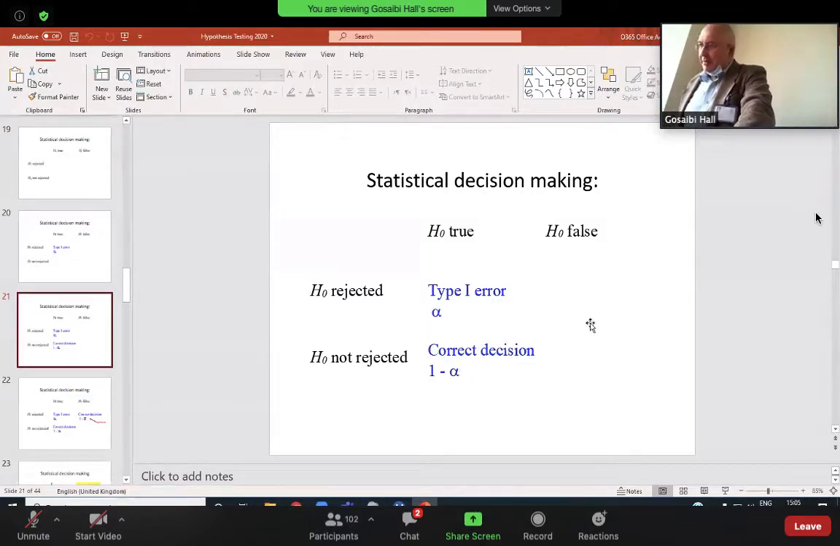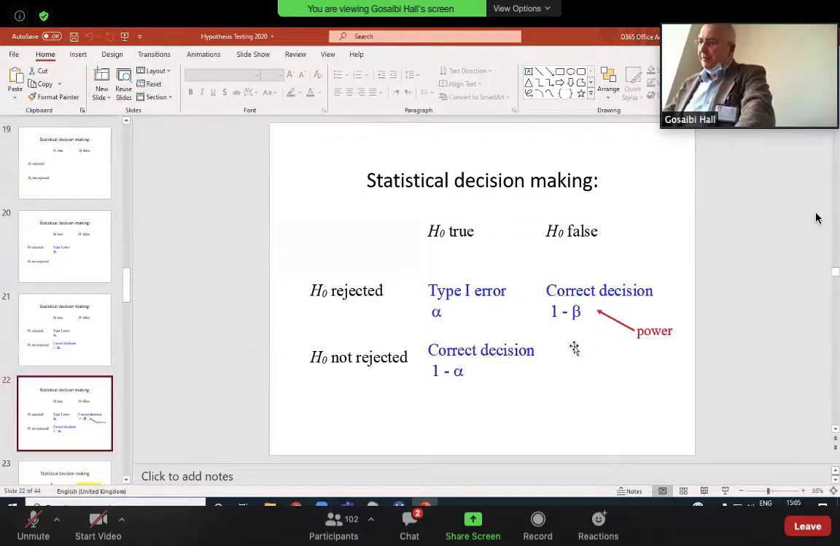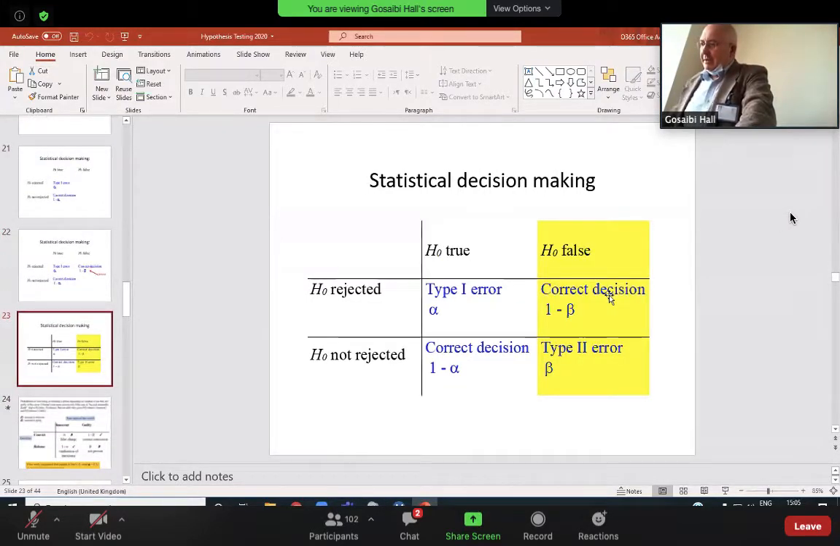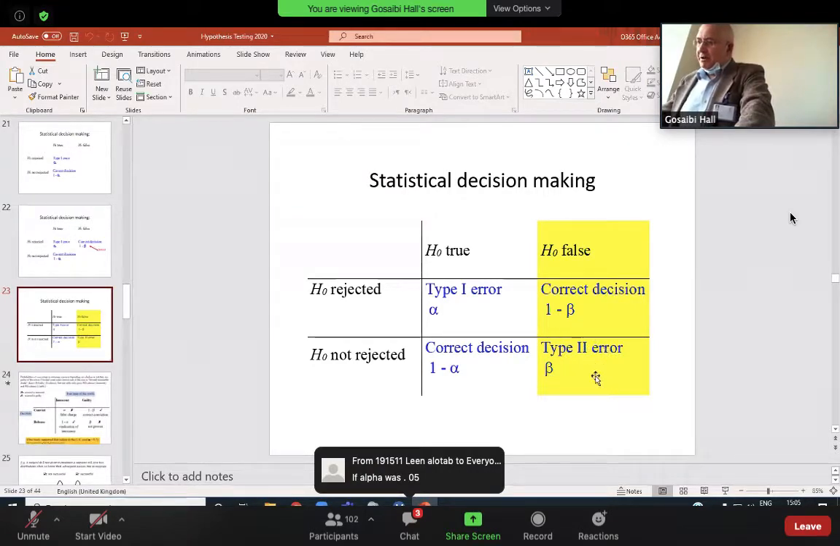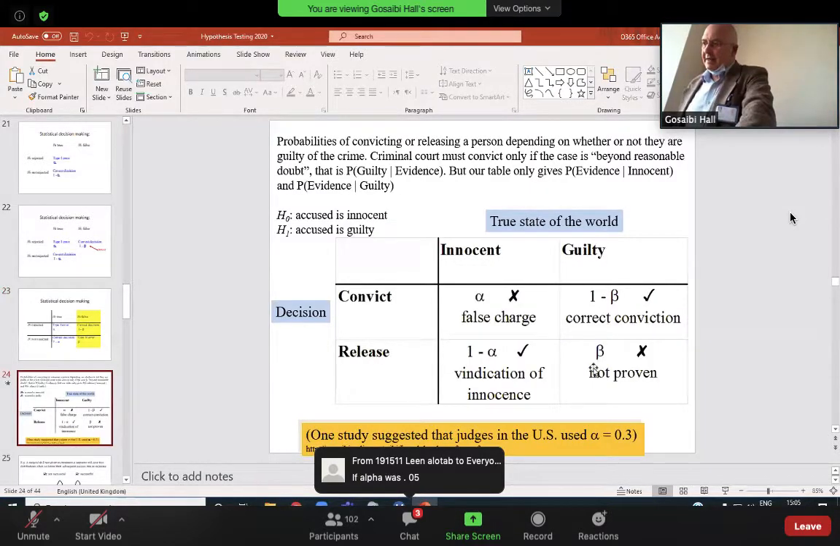If the null hypothesis is false, then if we reject it, we are making the correct decision. However, if we don't reject it, then we are making the type 2 error. That's represented by beta.